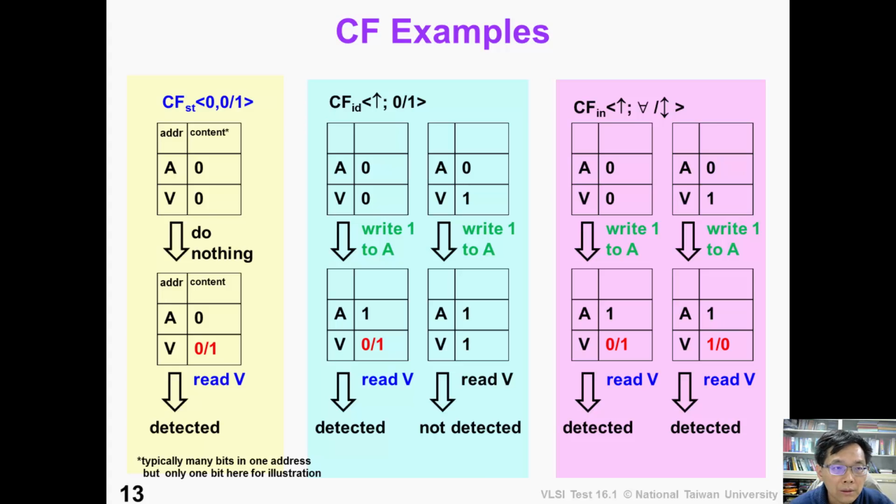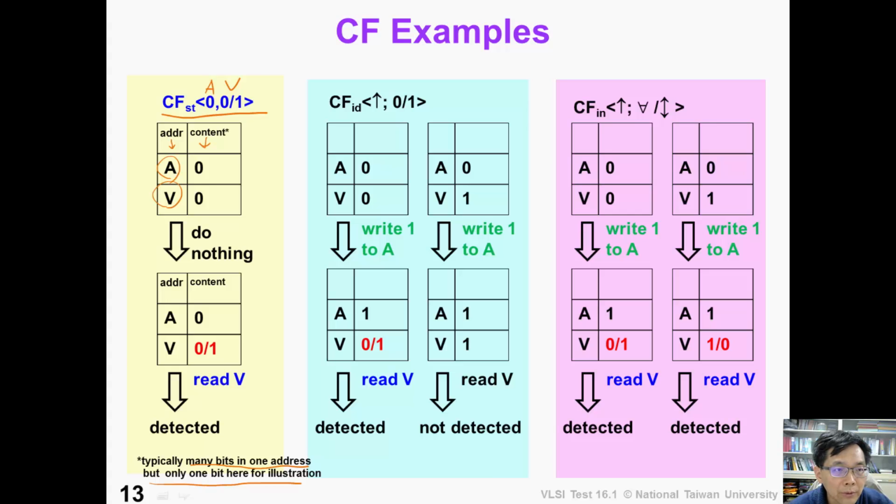Now, let's have some examples. Suppose we have a coupling fault CFST between the aggressor and the victim cell. When the aggressor is 0, the victim will be forced to 1. In this picture, the first column is the cell address and the second column means the cell content. Typically, there could be many bits in one address, but for illustration purposes, in this video, we show only 1 bit.